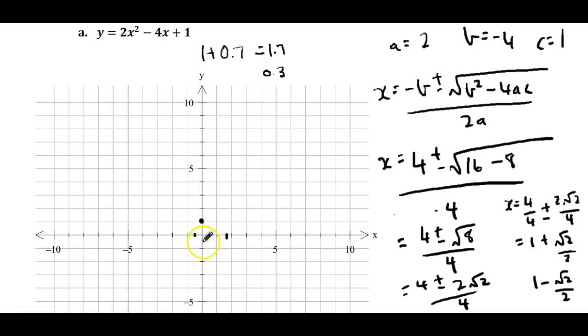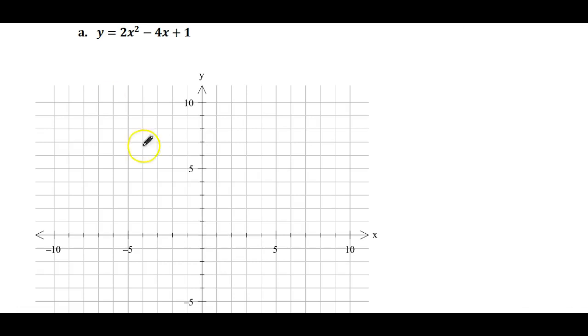And then you also have to do your turning point. I'm running out of space here. So for your turning point, I'm going to have to get rid of all that stuff over there. I'm sorry. Okay, so let's just draw on here 0.3, 1.7, and 1. Your turning point formula is negative b over 2a. So we have 4 over 4, which is 1.